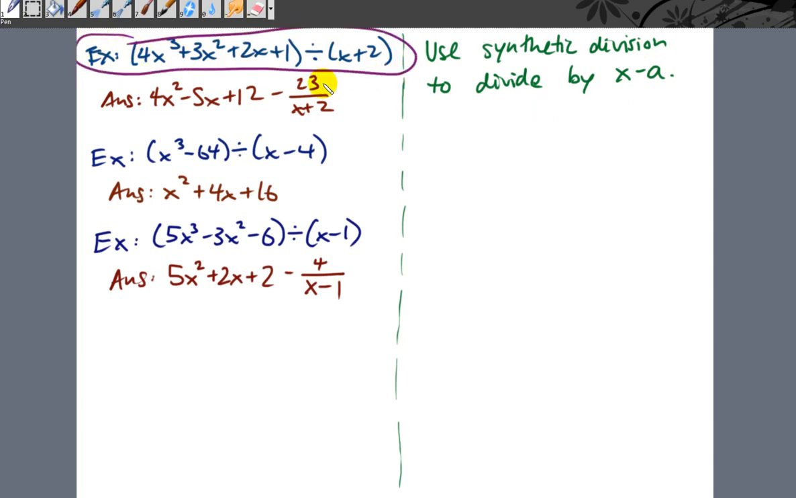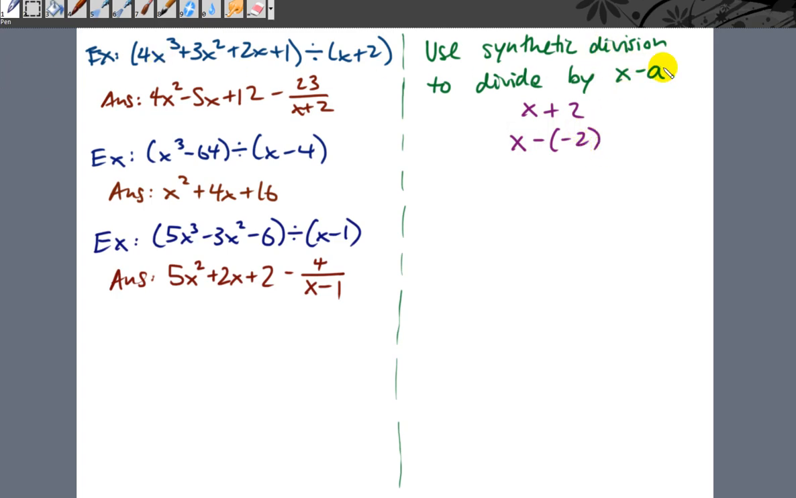So if we have this first example, our goal is to get all the answers that we have here by using this little shortcut method. If we have x plus 2, that's our divisor, this is the same thing as x minus negative 2. So in other words, this is a, and this is a. The minus sign is important here because that's how we need to manipulate this. So when we manipulate this, we get a equals negative 2.